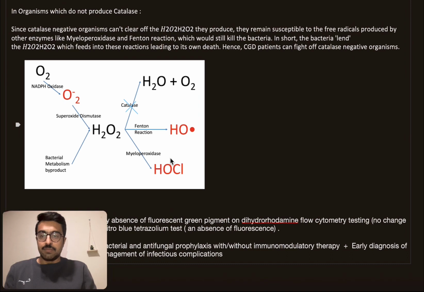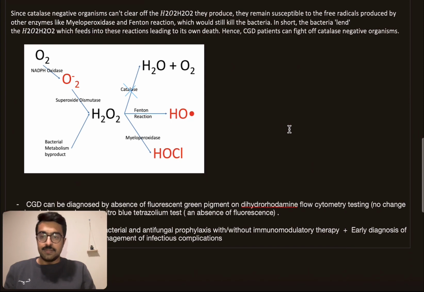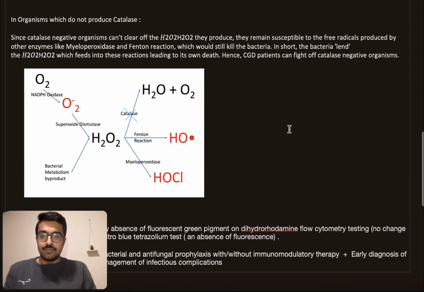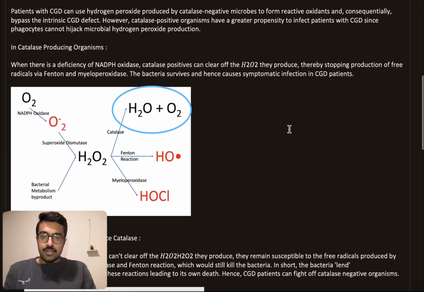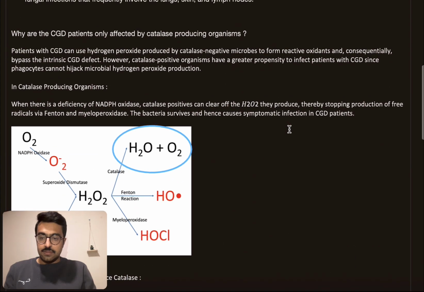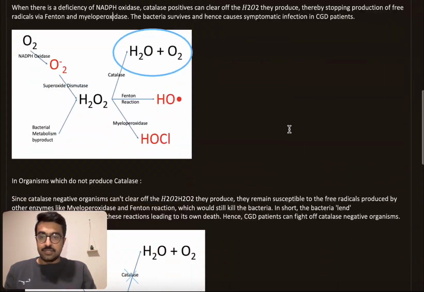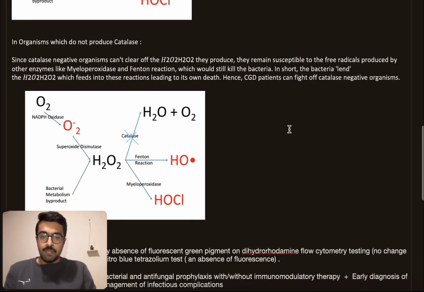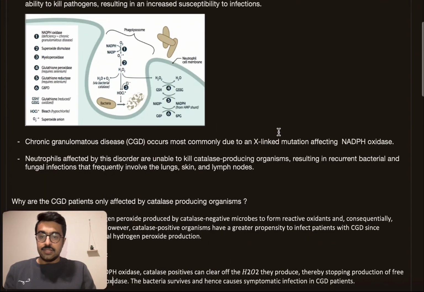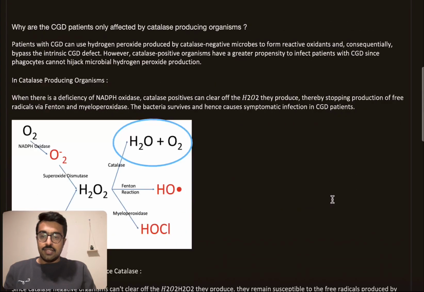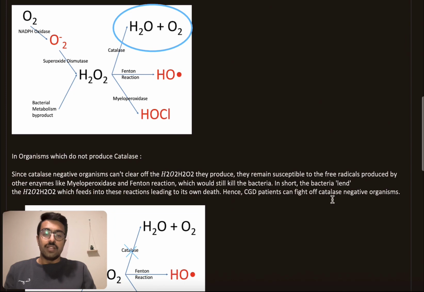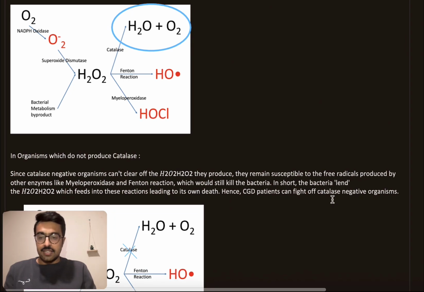Because of which the non-catalase producing organisms, or the organisms that do not produce catalase, are not able to cause any harm to the CGD patients. So only the catalase producing organisms are able to cause diseases in the patients with CGD, and the patients are susceptible to only the catalase producing organisms. So far what we have understood is that CGD is basically secondary to the NADPH oxidase deficiency, and the patients with CGD are only affected by the organisms that produce catalase.